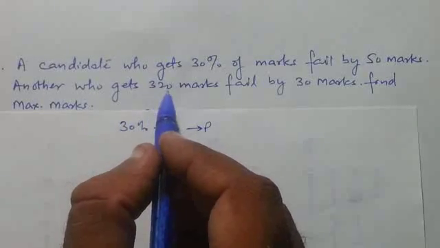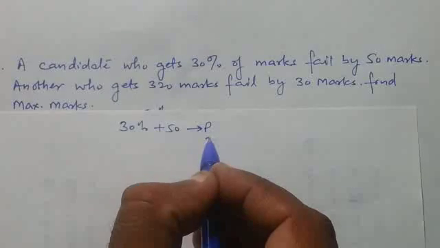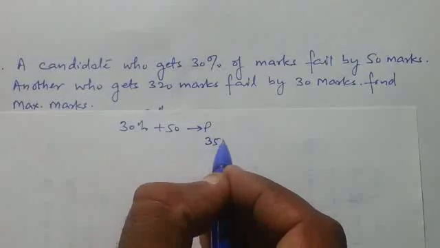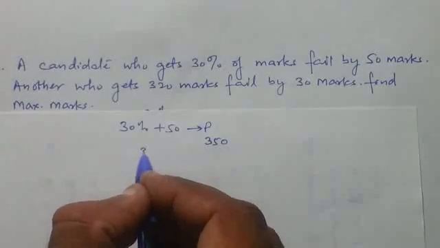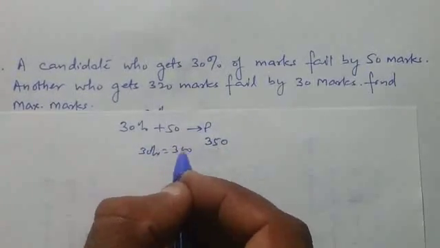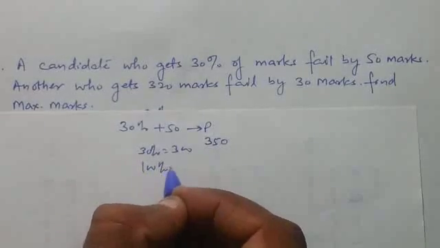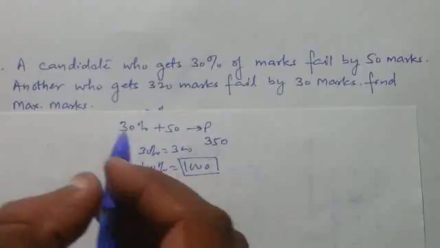Next is another fellow who got 320 and failed by 30 marks. So that means the passing marks are 320 plus 30, and that becomes 350. So 30% plus 50 is equal to 350. So we can say 30% is equal to 350 minus 50, that is equal to 300. So what is 100%? 100% is equal to 1000. So the maximum marks are 1000.